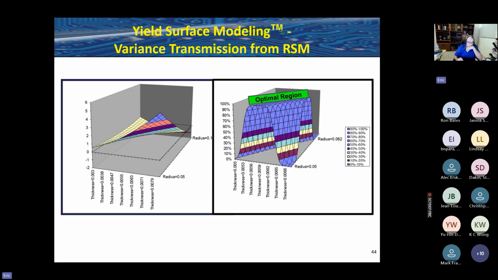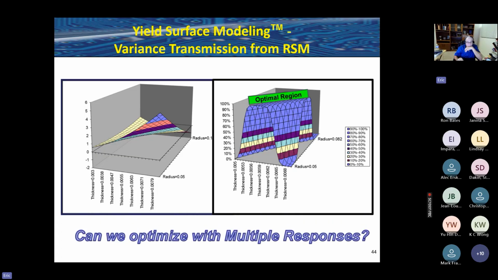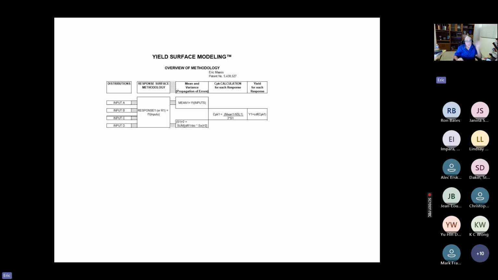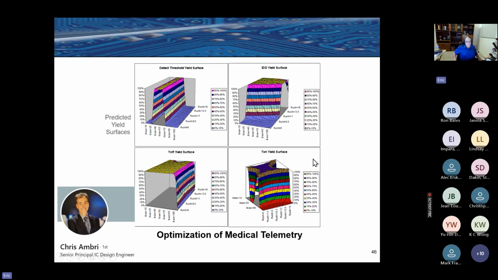And the next question, of course, is can you take this and optimize with multiple responses? Well, yes. Here's what we just showed before for one response; you can do this with multiple responses. You can combine the CPKs into a composite CPK. You can composite yields by multiplying the yields. So that's what Chris Avery did for a medical telemetry in an implantable medical device.